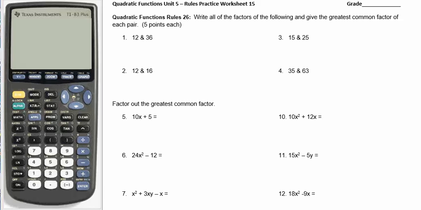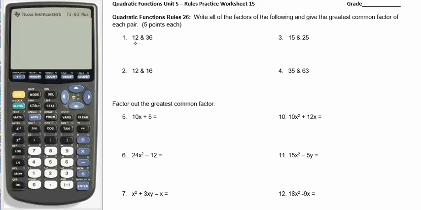On worksheet 15, we're going to start working on factoring, which we will use to solve quadratic equations for the rest of the 6 weeks. But we're going to do some very basic stuff. So first of all, if you'll remember, this is from middle school.